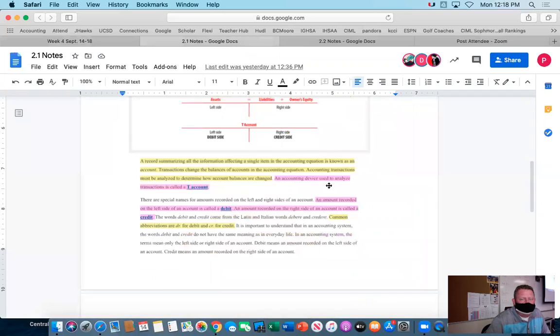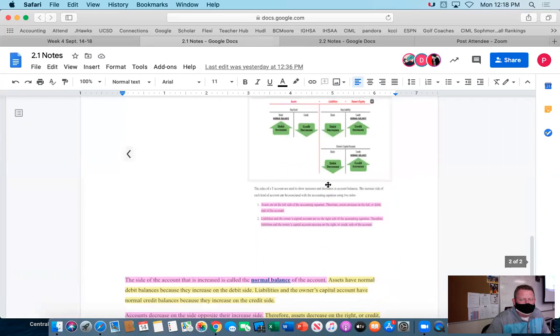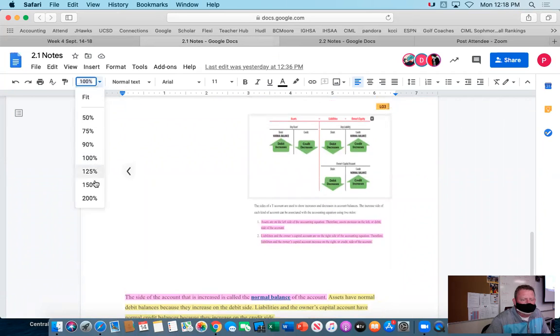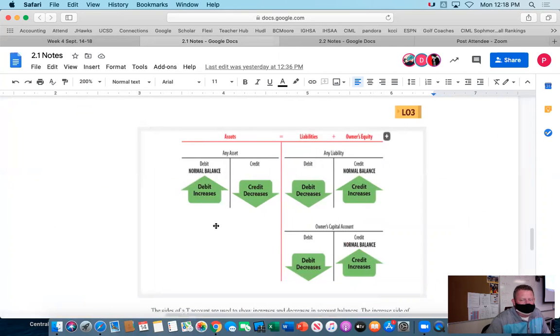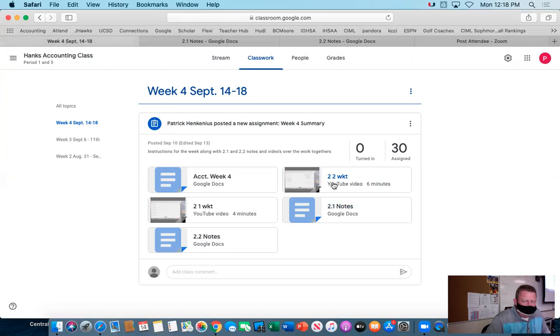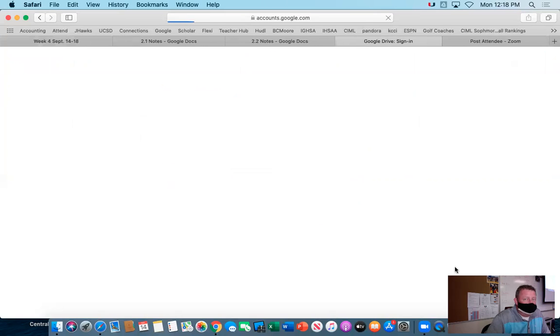Like this chart is extremely helpful. This chart is something we're going to talk about a lot today. This explains what we're doing, and it's in your notes. You can use it if you want, but you don't have to. Again, there's a video for 2.2, Work Together. And so that's what we're going to do.